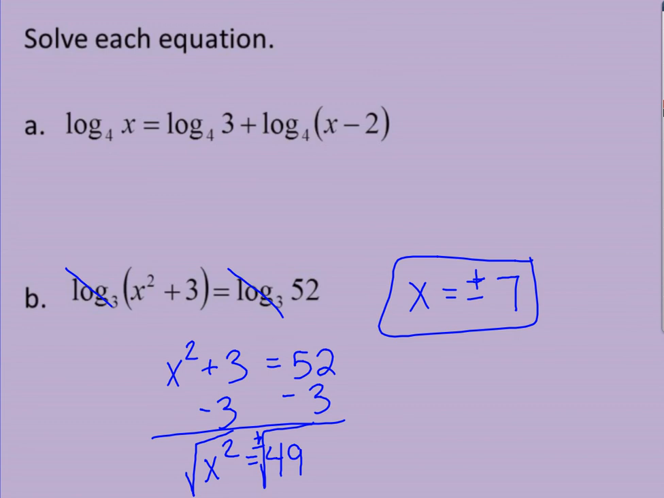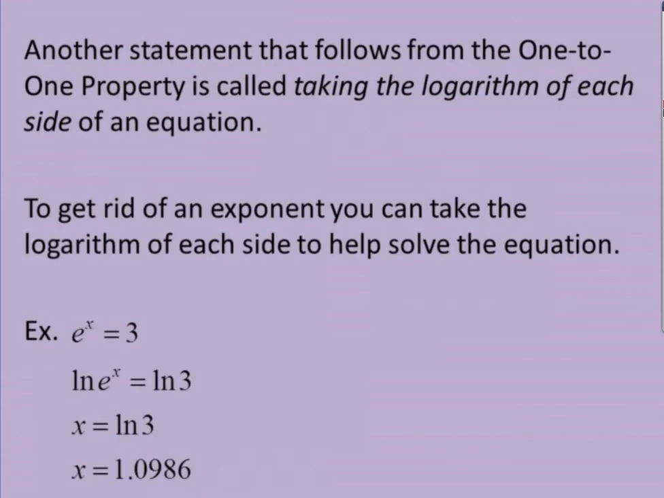Now we do need to make sure we check for extraneous solutions. If we plug in an x value of negative 7, squared gives us a positive 49 plus 3. You can take a log of that. But if it would have just been log base 3 of x plus 3, negative 7 plus 3 is negative 4, and you can't take a log of a negative number. So do make sure you check these to make sure there are no extraneous solutions.